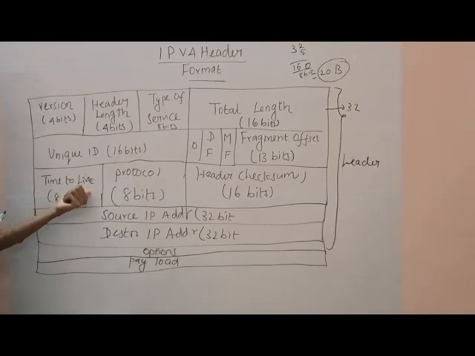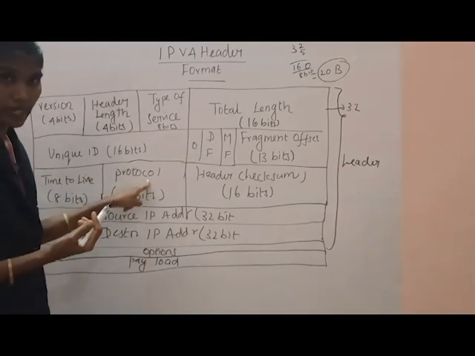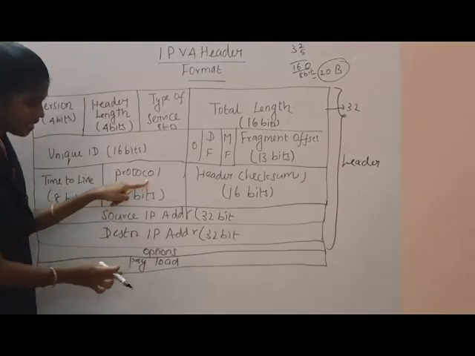The next one, time to live. Time to live means how long the packet is valid. If the value is given as 5, then when it moves from one router to another router, it will be reduced to 4. From that to the next router, it will be reduced to 3. That to the next router, it will be reduced to 2. Then to the next router, it will be reduced to 1. From that to the next router, it will be reduced to 0. On getting 0, this packet will be dropped and there is no life for this packet.